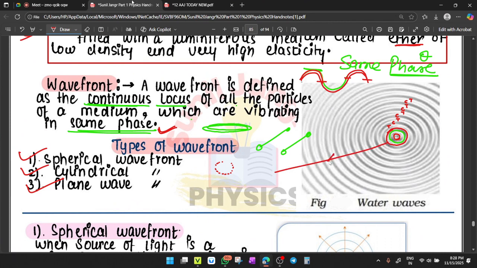And what is a ray? This is the direction of propagation of the wavefront, called a ray. Clear? Remember, the particle cannot move along; only the disturbance travels. The particle can only perform vibration. It gives the vibration to its neighboring particle, and the neighboring particle takes the energy. In any wave, the particle mass cannot travel. Only energy is transferred. Clear?